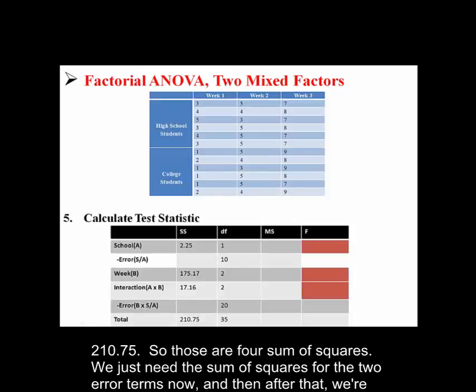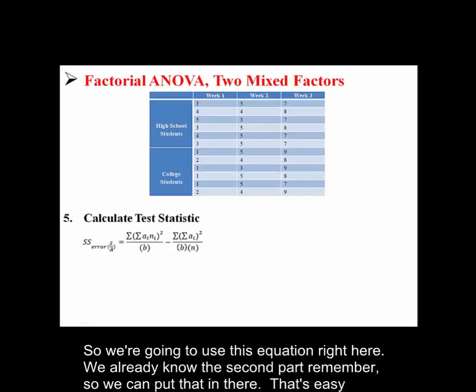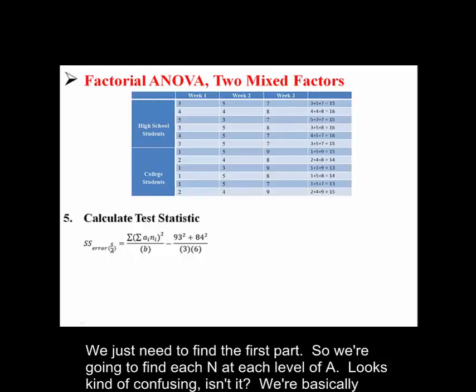We just need the sum of squares for the 2 error terms now, and then after that, we're almost done. So let's find sum of squares error for the independent factor, because that's the easier one to do. So we're going to use this equation right here. We already know the second part, remember, so we can put that in there. That's easy. We just need to find the first part. So we're going to find each n at each level of A. Looks kind of confusing, doesn't it?